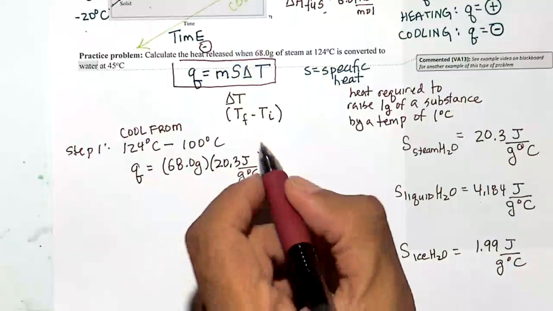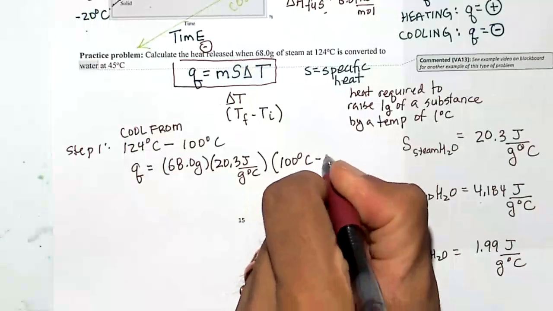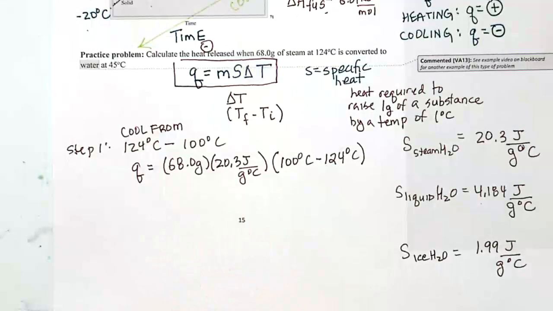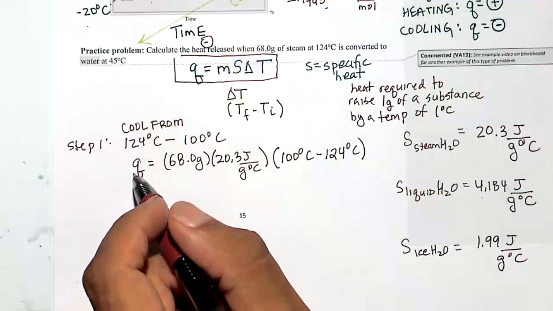And then what is final minus initial? Final is 100 degrees C. What is initial? 124 degrees C. Okay, so we have to break this problem apart.